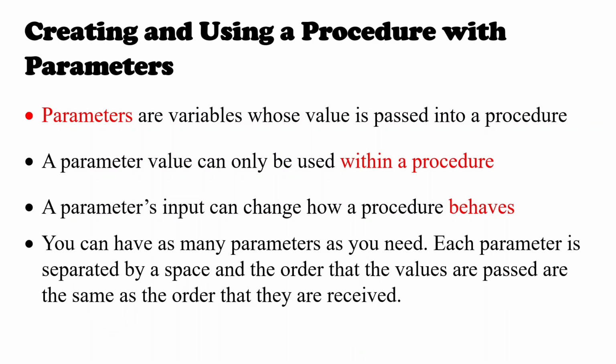And that's why we like using parameters with our procedures. You can have as many parameters as you need. Obviously we saw you can have no parameters, but you can have 1 parameter, 2, 3, you could have 100 technically. Each parameter is given as a variable separated by a comma and a space. Okay? And the order that the values are passed are the same as the order that they are received.